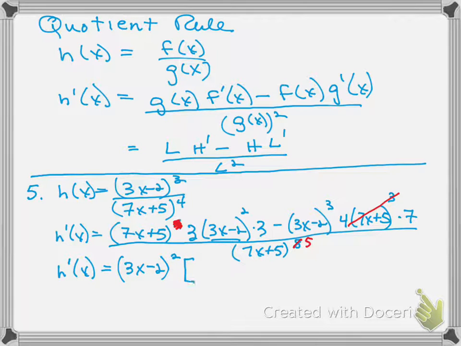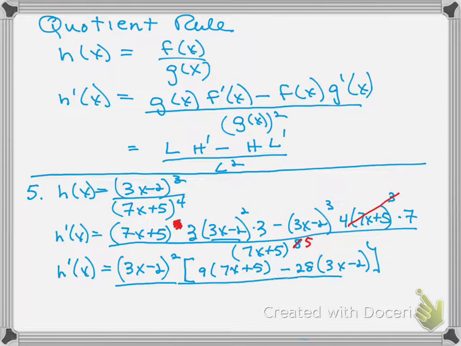So then what do I need still? I need 3 times 3 is 9, so 9 times 7x plus 5, and then minus, I need another one of those powers, and I need 28. So here's a 28, and then I have 3x minus 2. Okay, and now all of this is still over 7x plus 5 to the fifth.